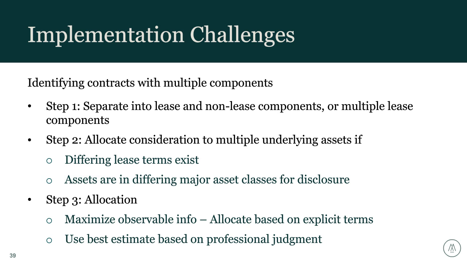To allocate the contract prices to those various components that have been identified, lessees and lessors first should use any prices for individual components that are included specifically in the contract, so long as that price allocation doesn't appear to be unreasonable based on the terms of the contract and also your professional judgment. Of course, all of this needs to be done by maximizing observable information and, again, using the best estimate based on your professional judgment.